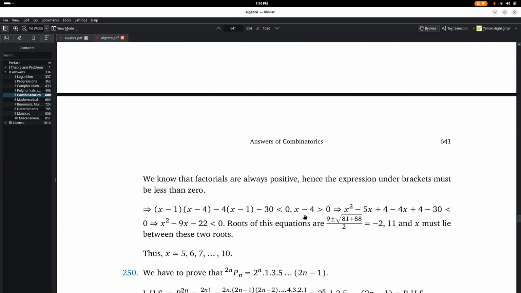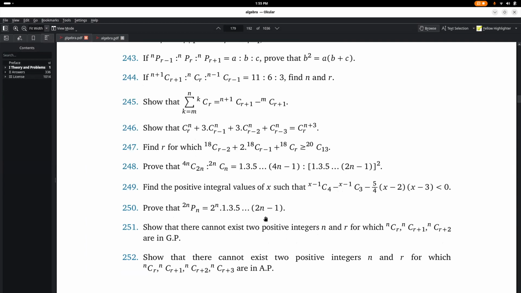So x minus 4 greater than 0 implies that x square minus 5x plus 4 minus 4x plus 4 minus 30 less than 0. That is x square minus 9x minus 22 less than 0. Now roots of this equation are minus 2 and 11, but x minus 4 is greater than 0. So x will lie between these two roots, but will also be greater than 4. So x is equal to 5, 6, 7, 8, 9, 10.